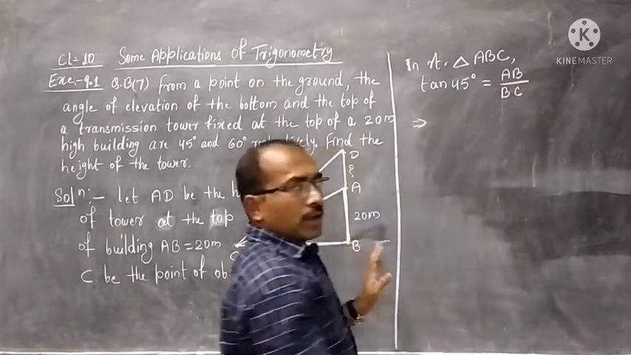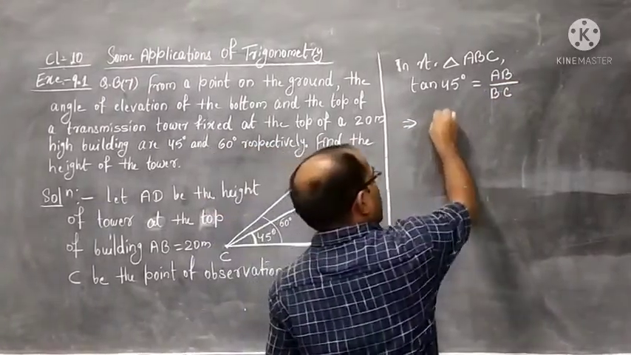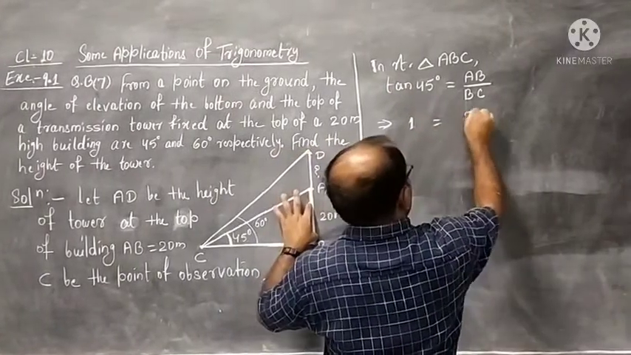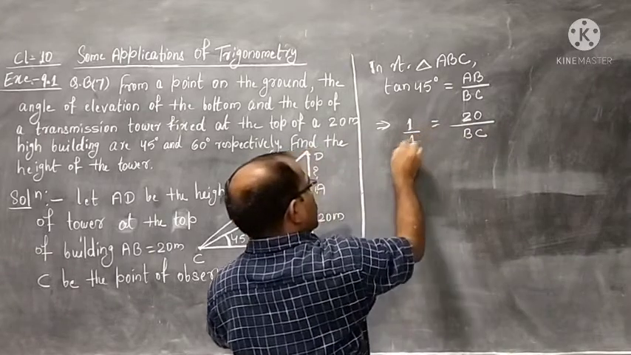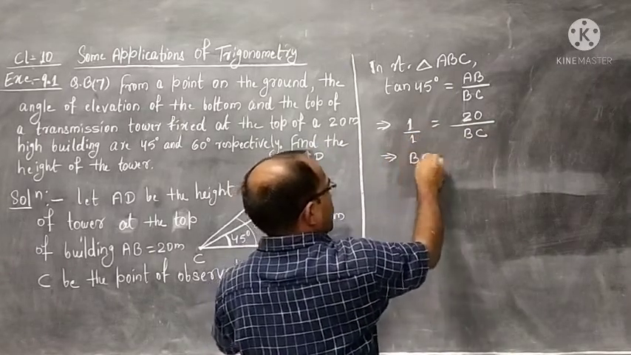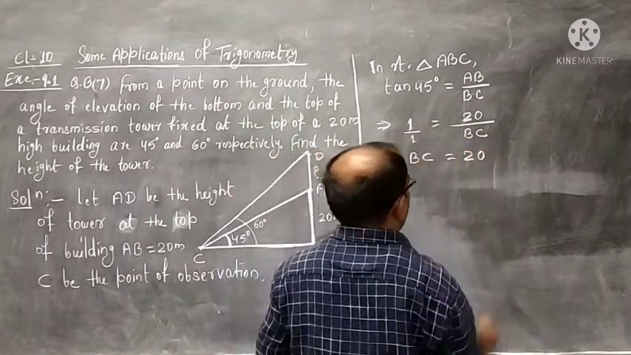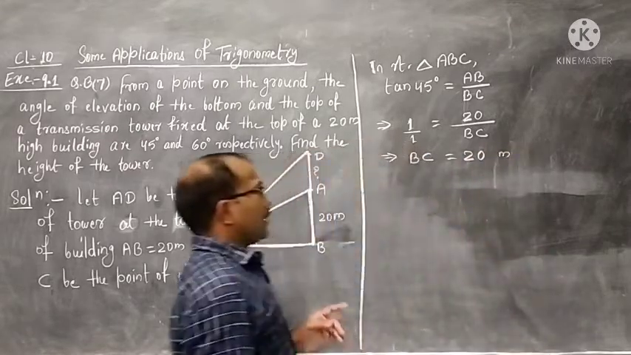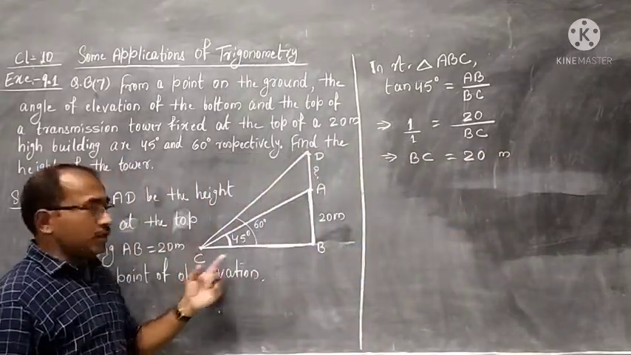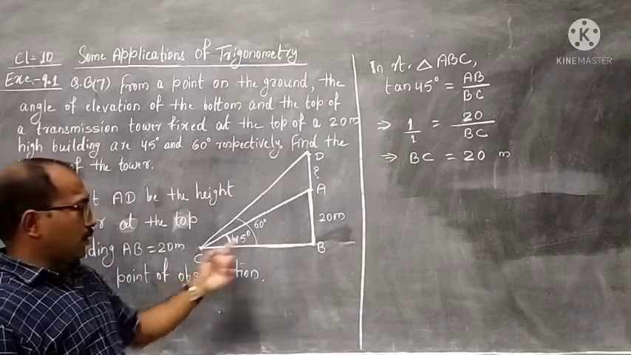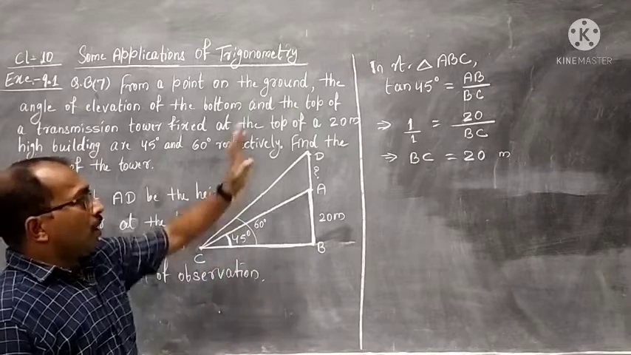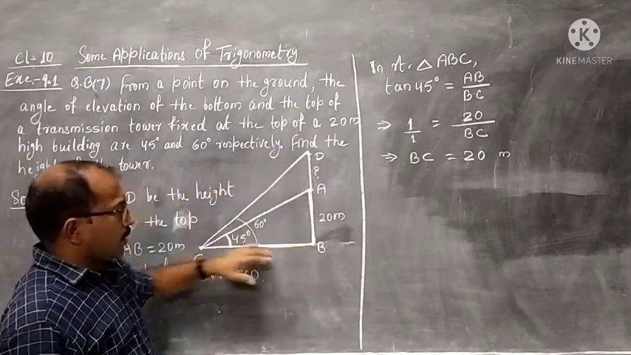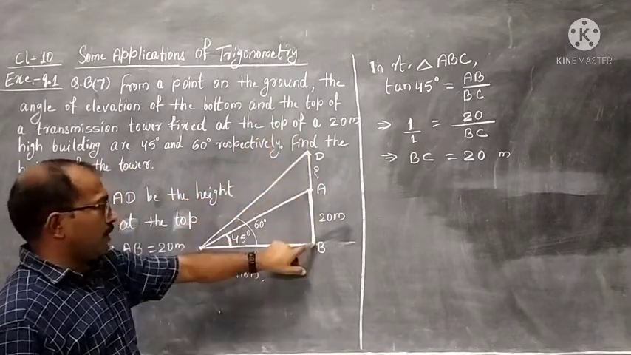Tan 45 degree value we all know, that is 1. AB is 20, BC we don't know. By cross multiplication, we find BC is equal to 20. So we can say that the point of observation is 20 meter far from the building. Okay. Now we will go to the full right triangle, that is DBC.